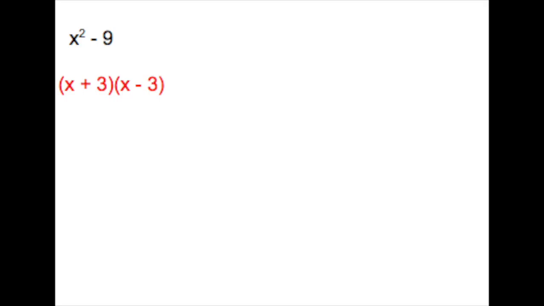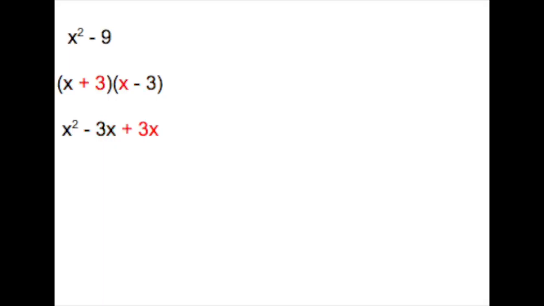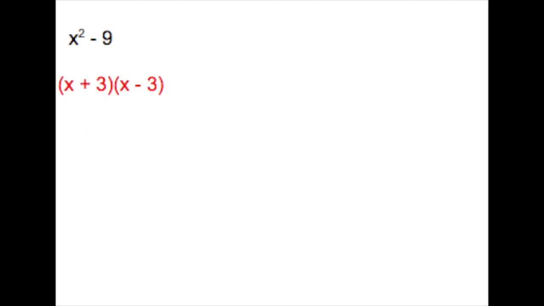Let's check for accuracy. X times x is x squared. X times minus 3 is minus 3x. Positive 3 times x is positive 3x. And positive 3 times negative 3 is negative 9. We know that negative 3x and positive 3x will cancel each other out, leaving x squared minus 9. So our factors check out. So x plus 3 and x minus 3 are our factors of x squared minus 9.